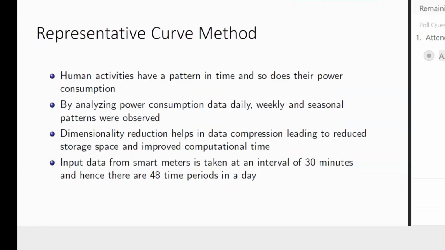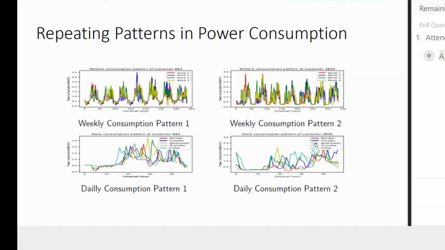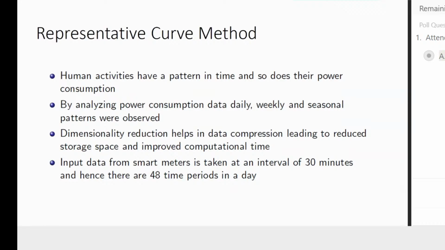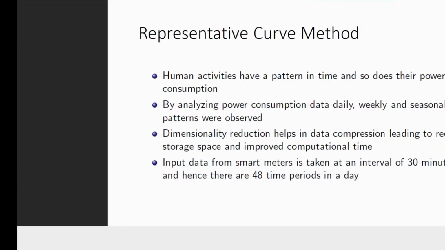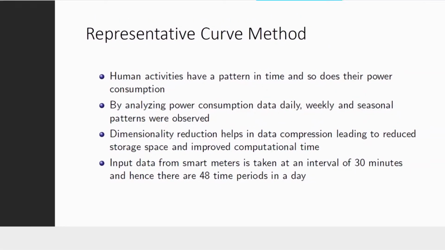As you can see from the earlier graph, the daily consumption pattern changes from customer to customer. So this signifies a pattern in time of how the power consumption is done by a particular customer from human activity. By analyzing the power consumption, we can do it on a daily basis, on a weekly basis, we can even do it on a seasonal basis, and then we can identify the patterns. One important thing that you will identify here is that this data is actually huge in number. We have already said that we have about 365 into 48 for one consumer, and then we can have a lot of consumers here.